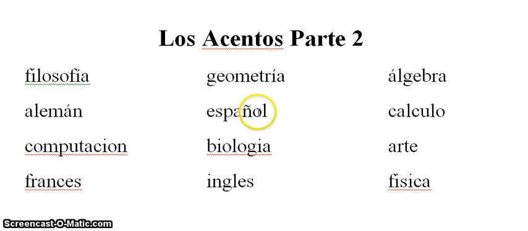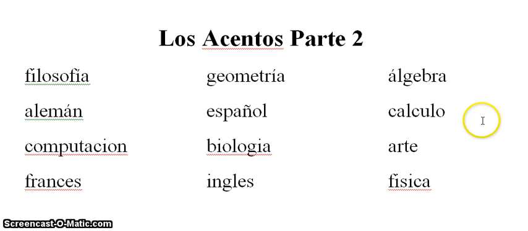Next one, español. There's your consonant, emphasis is on the last syllable. So can you hear the difference? And maybe if you can't, let me pronounce it three different ways for you. Do you hear the difference? The last one, español, is the correct pronunciation. So that one doesn't break the rule, so you don't need an accent mark on that one.